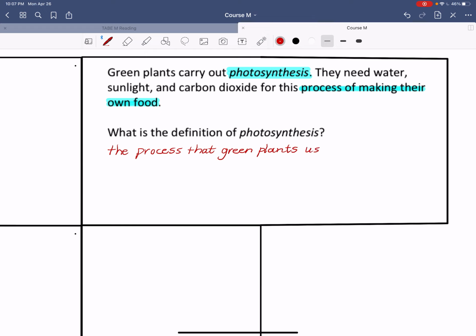Now, I've had some students to stop right there. The process that green plants use. But that's really not enough. We need to tell what that process is for. To make their own food. That is the definition, the meaning of photosynthesis.